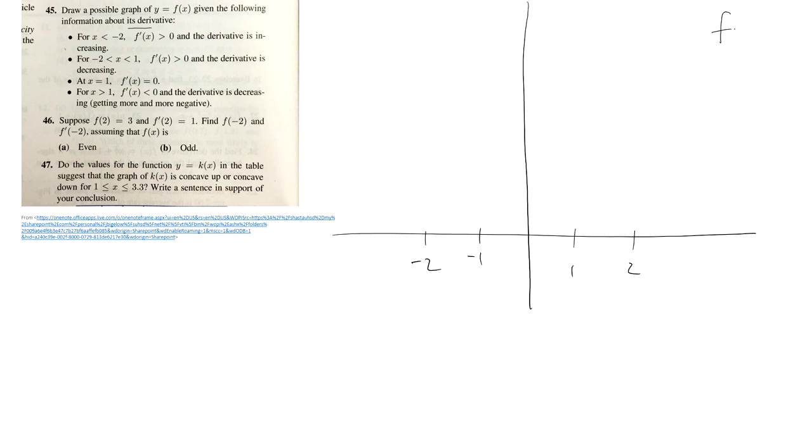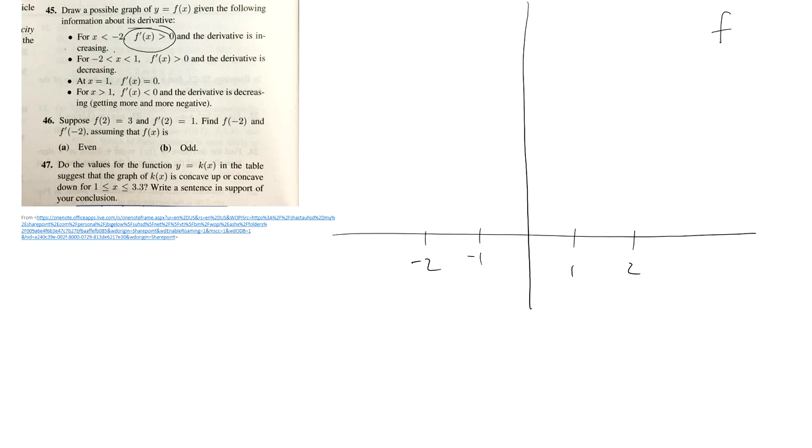We want to try to figure out what f looks like, or what it might look like. Well, we know for x less than -2, f prime is greater than 0. So what does this mean? That means the slope is positive, okay? And the derivative is increasing.